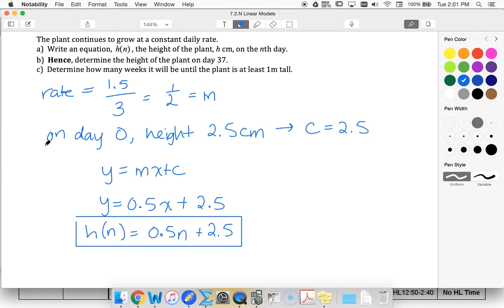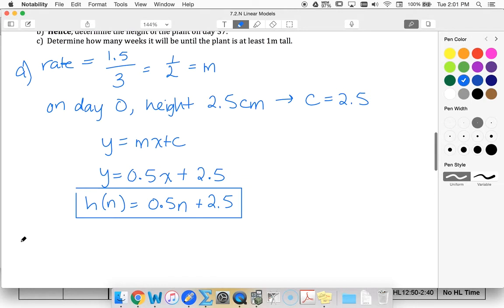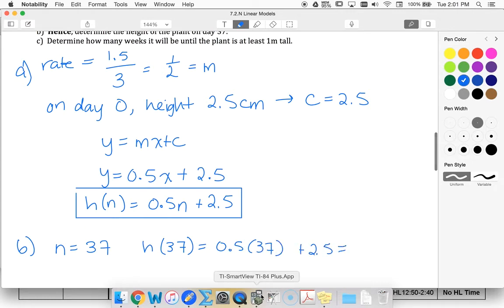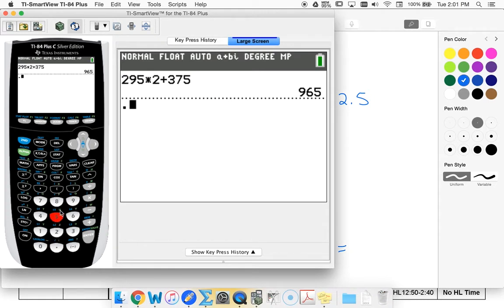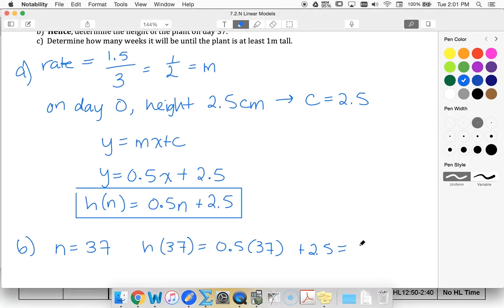All right. And now determine the height of the plant on day 37. So n is 37, h of 37. So what my height is on day 37: 0.5 times 37 plus 2.5. And we get 21 centimeters.